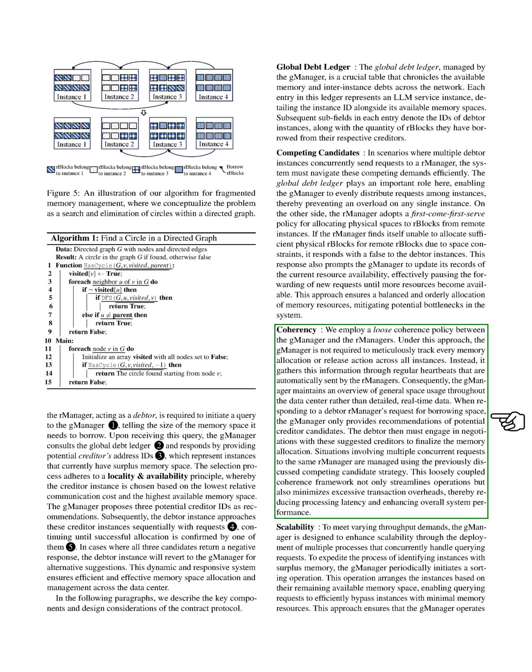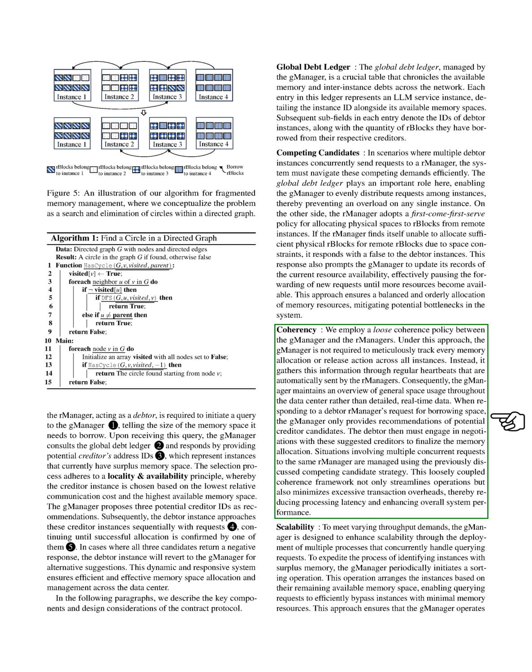We employ a loose coherence policy between the gManager and the rManagers. Under this approach, the gManager is not required to meticulously track every memory allocation or release action across all instances. Instead, it gathers this information through regular heartbeats that are automatically sent by the rManagers.